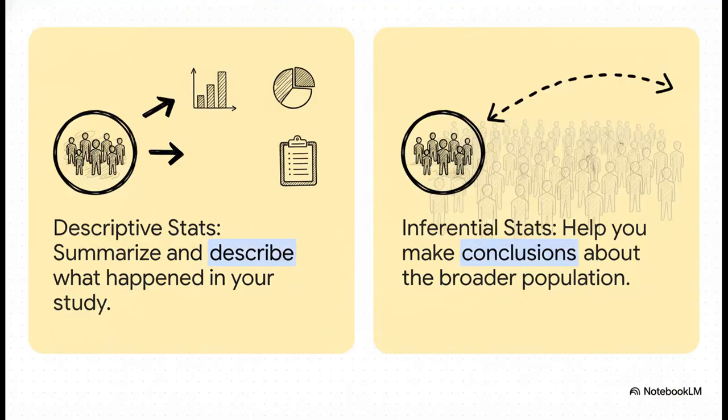So statistics really come in two main flavors. Over here on the left, you've got descriptive stats. These are super straightforward. They just tell the story of the data from your specific group of people. But the whole point of research isn't just about your little sample, right? It's about the bigger picture. And that's where inferential stats on the right come in. They help you make an educated leap, a conclusion about what your results might mean for the entire population.